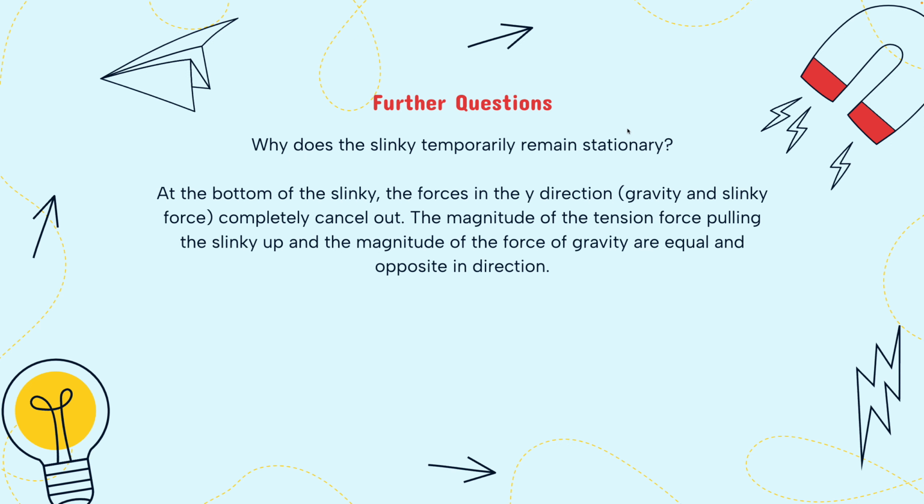And then for what does it mean, why does the Slinky temporarily remain stationary? And this is because at the bottom of the Slinky, the forces in the Y direction completely cancel out, this being gravity and the Slinky force, which is a tension force. The magnitude of the tension force pulling the Slinky up and the magnitude of the force of gravity are equal and opposite in direction.